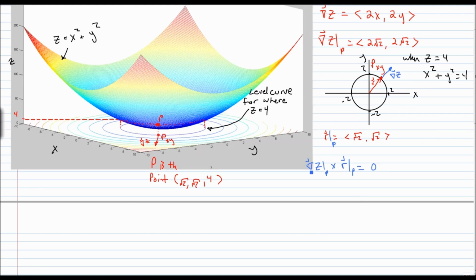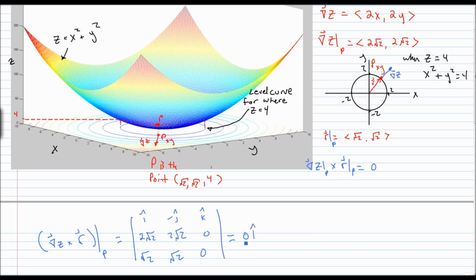Okay, so if I want to take the cross product between the gradient of f at P, that's this guy up here, and if I want to take the cross product with this guy here, then I have, okay, so when I compute this, where am I? So when I compute this cross product, when I find the component of the cross product that points in the i hat direction, you can see I ignore that column. In this row, I have 2 root 2 times 0, take away root 2 times 0, so it's just going to be 0 in the i hat.